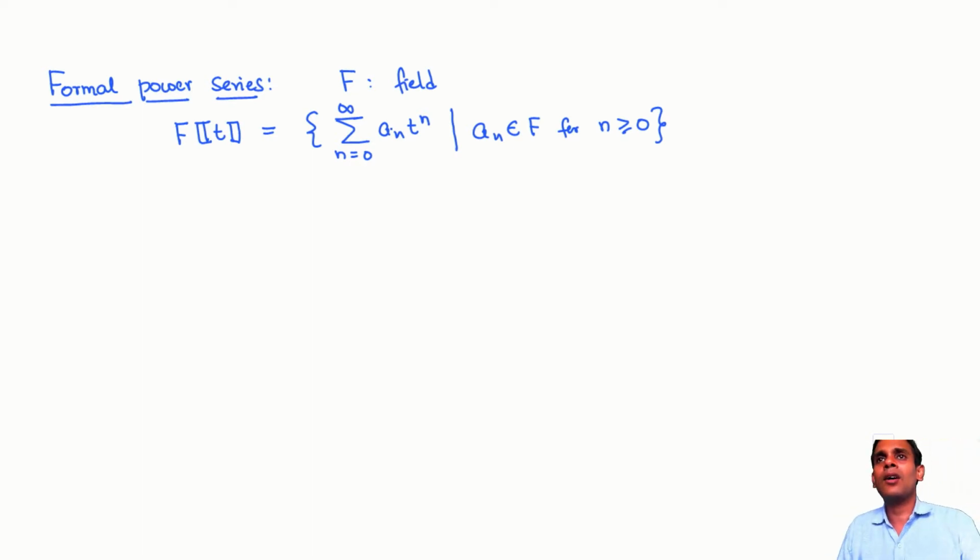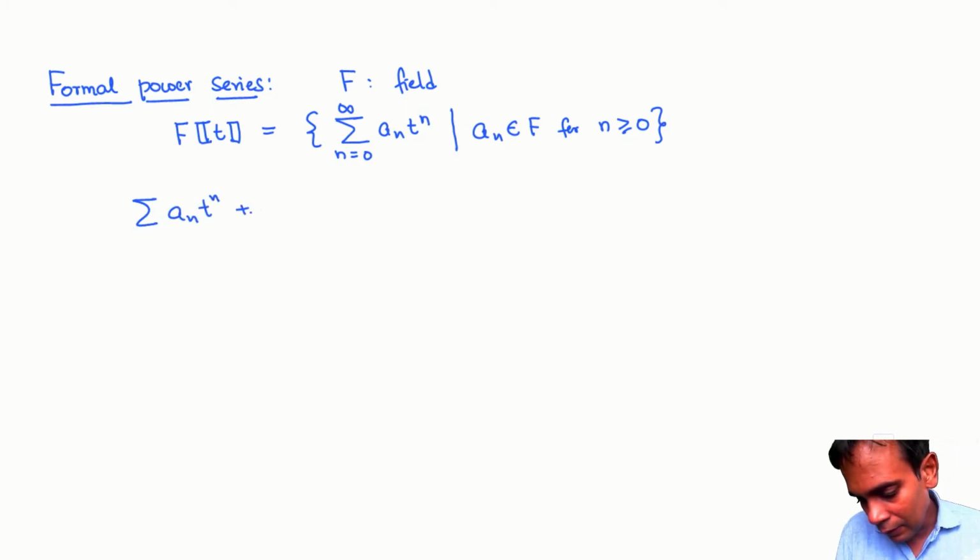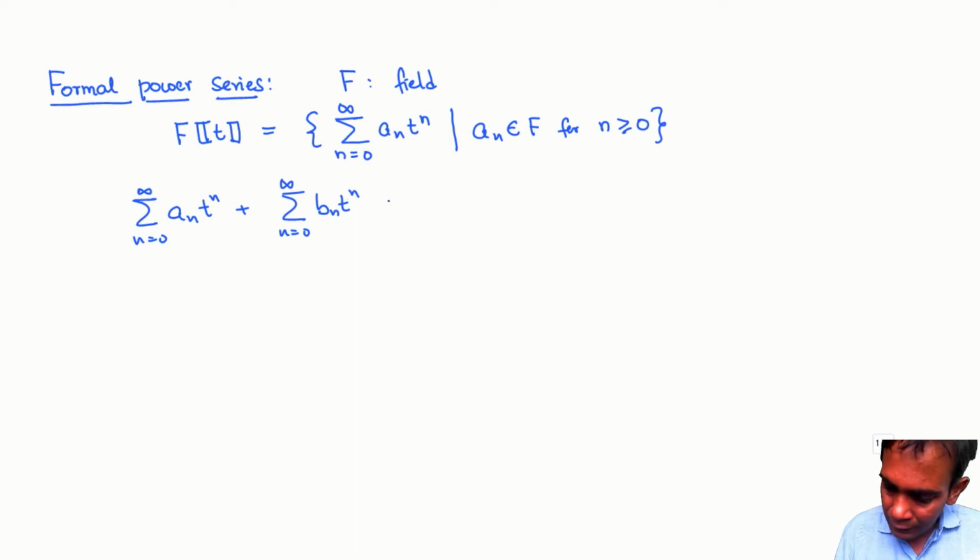So the ring operations here are just like the ring operations that we have for actual power series, which you may have seen in complex analysis. So sum and product are defined as follows: summation a_n t^n plus summation b_n t^n is defined to be summation (a_n plus b_n) t^n.